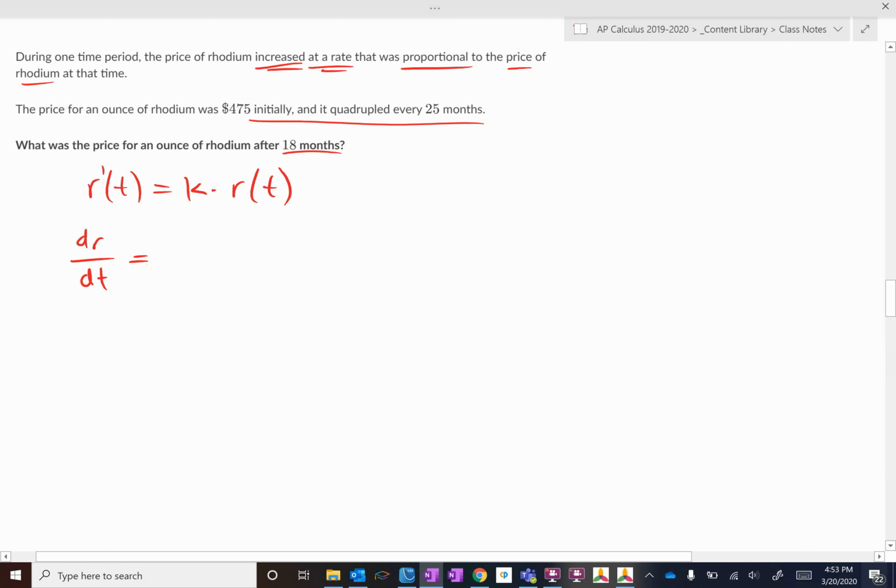R prime is dR/dt, and we know that it's equal to k times R, the price of rhodium. And I want to separate the variables here. So if I cross multiply, dR is equal to kR times dt, and then I would divide the R out. So I'd have 1 over R dR equals k dt. We'll leave the k on the right side. It doesn't really matter if we move it over, but I think it's a little easier if we leave it on the right side.